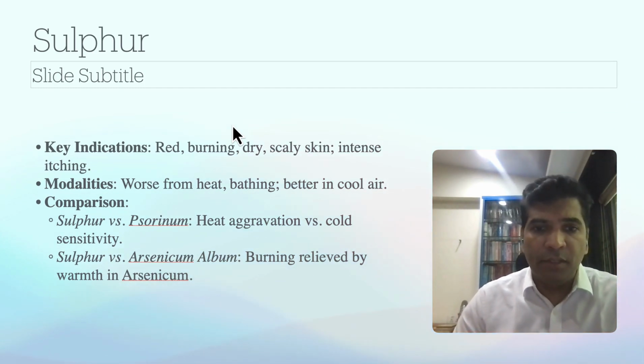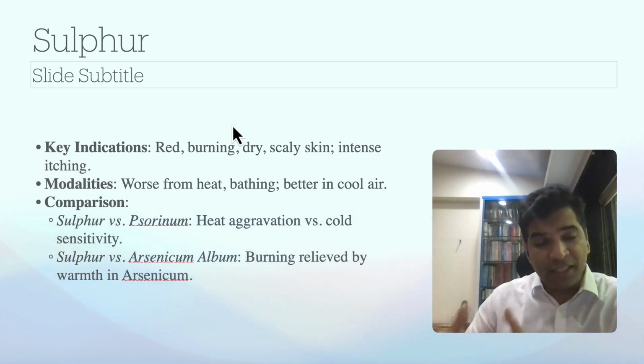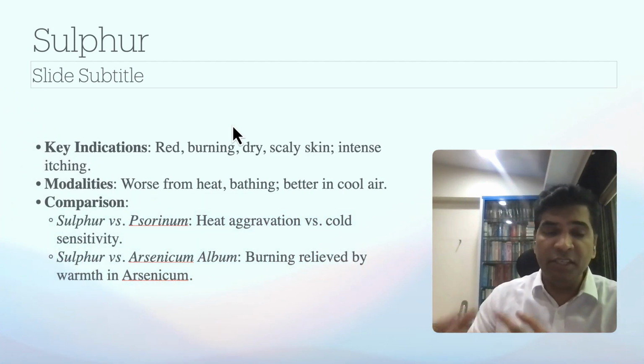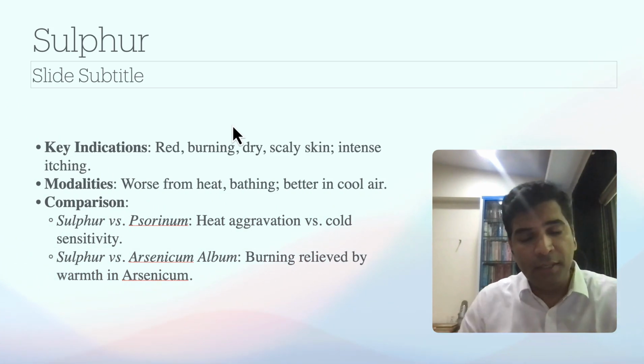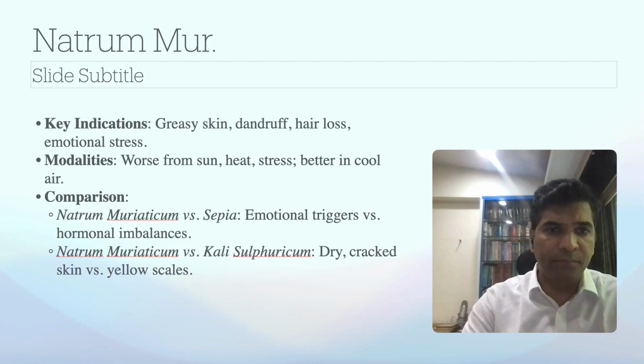Then you have heat aggravation in Sulphur. Psorinum is cold aggravation or cold sensitivity. Sulphur has burning relieved, hot aggravation. In Arsenicum, you have burning which is relieved by warmth.